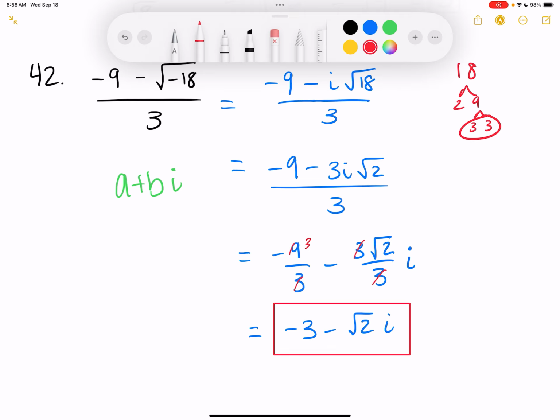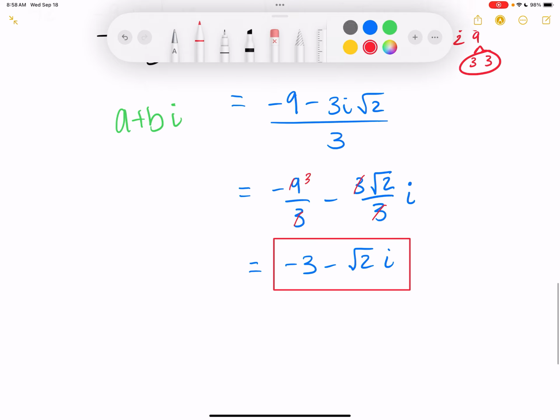Find the sum or difference, write the answer in standard form. 48, I've got in parentheses 4 minus i, plus, other parentheses, 8 plus 5i.